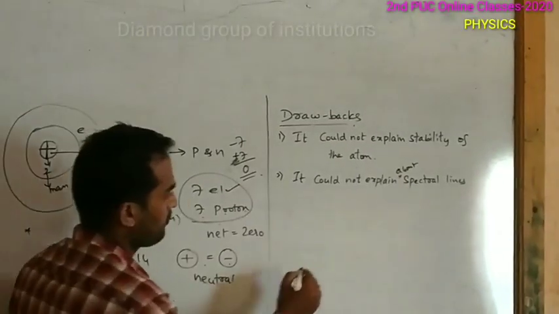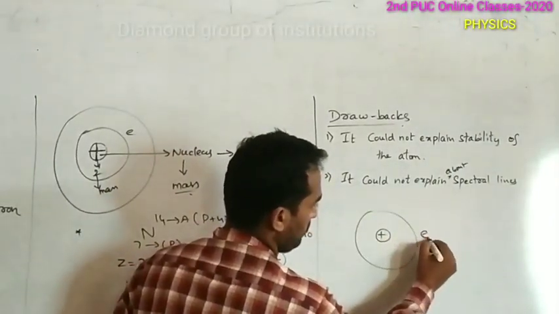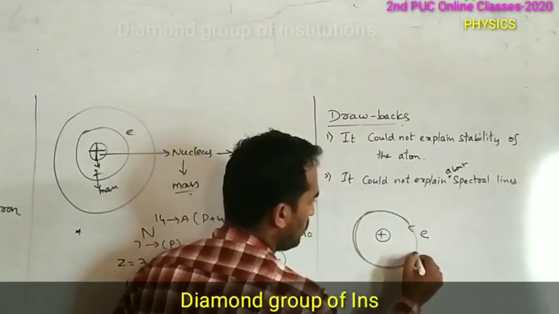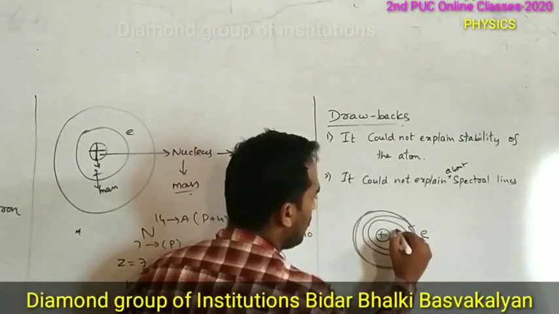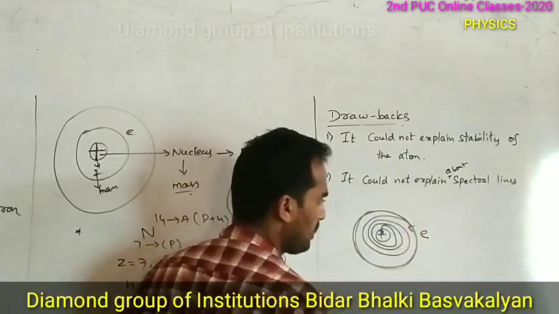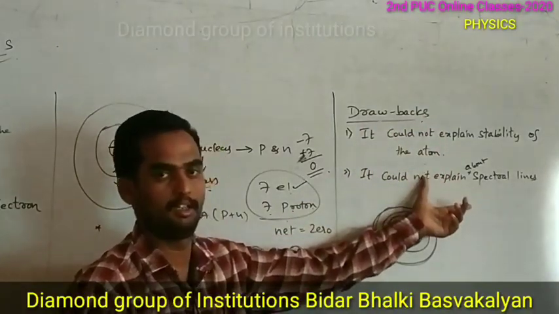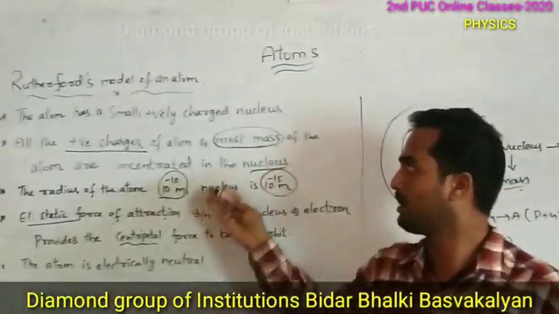See here, if we take an electron, if the electron is continuously revolving around the nucleus, then it is going to lose energy after a number of revolutions, and then that electron is going to enter into the what? Nucleus. So these are the drawbacks regarding Rutherford, and these are the merits, that means positive points regarding the theory.